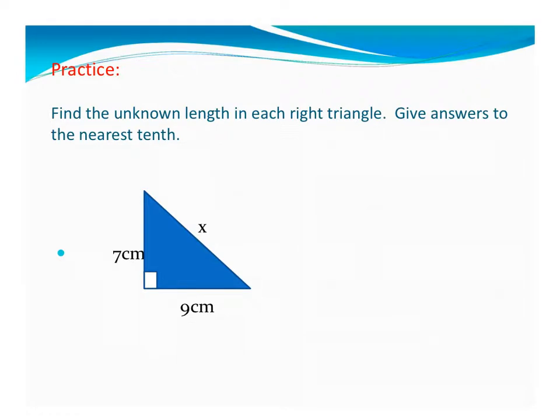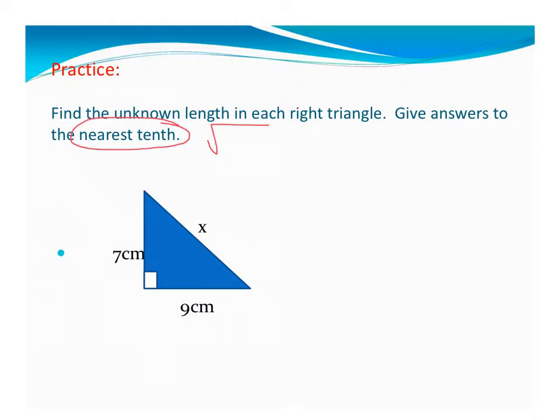Alrighty, let's use it. So we want to find the unknown length in each right triangle. We'll have a couple examples here. We want to give the answers to the nearest tenth. Now I'm also going to add in there, let's leave them in exact, so leave your answers in the square root as well. We'll do both answers because sometimes you will be asked for both. So let's do both here.